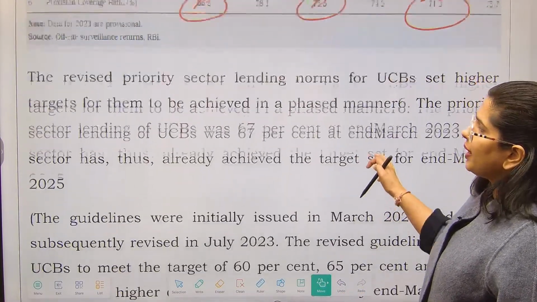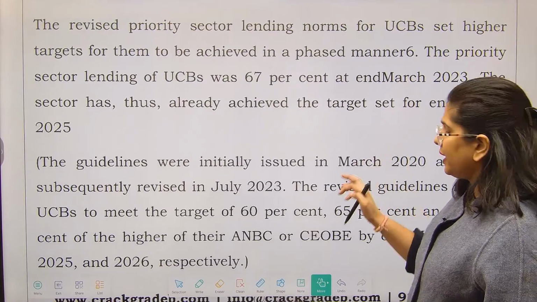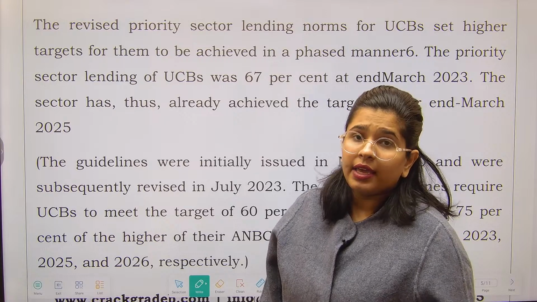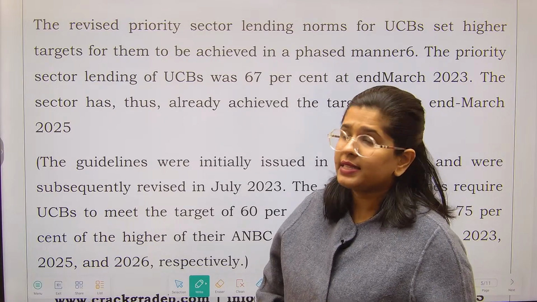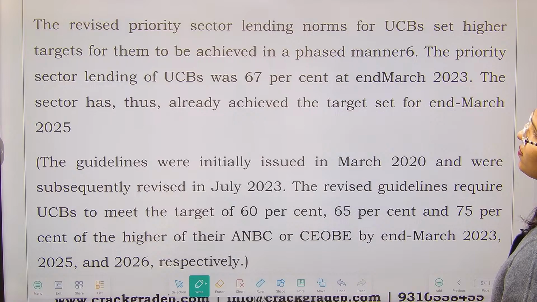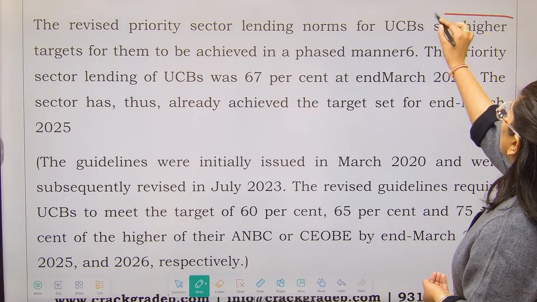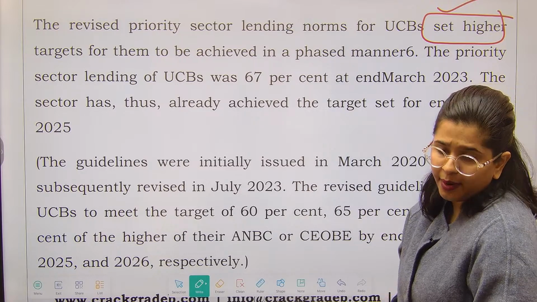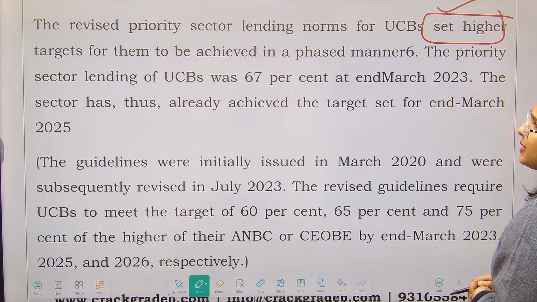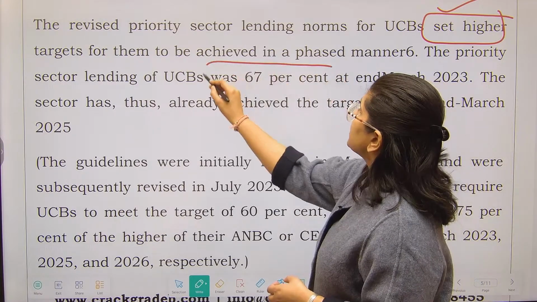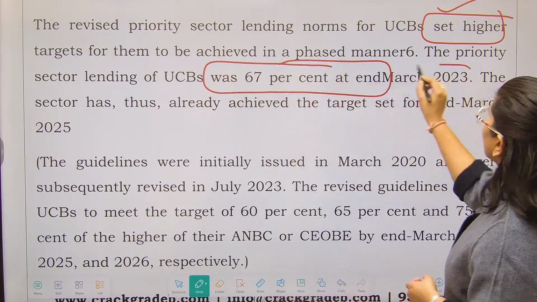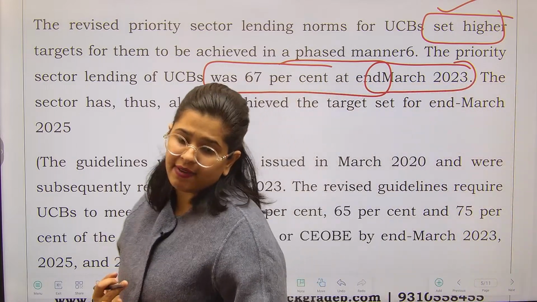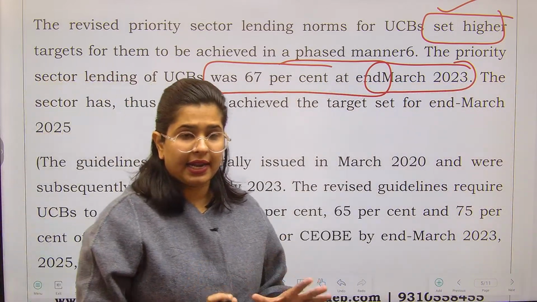Now we'll also see about the priority sector lending norms for the urban cooperative banks, right? This is also something that is continuously changing. So revised priority sector lending norms, they have set higher targets for the urban cooperative banks कि आपको ज्यादा प्रायोरिटी सेक्टर लेंडिंग नॉर्म को फुलफिल करना पड़ेगा, राइट? You see, the priority sector lending of urban cooperative banks was 67% at the end of March 2023. ठीक है, मार्च 2023 के एंड में 67% जो इनका प्रायोरिटी सेक्टर लेंडिंग था.